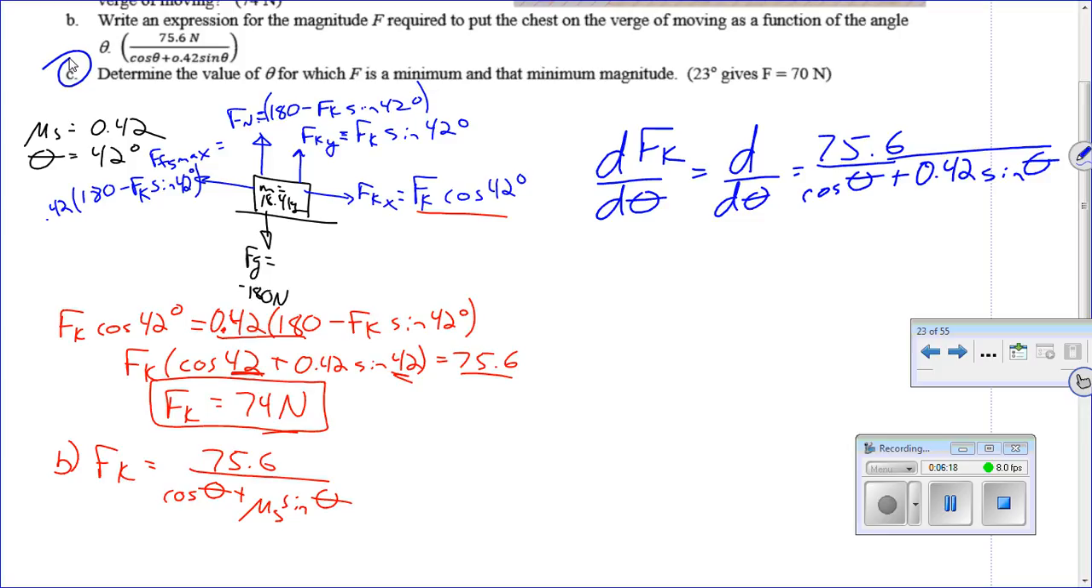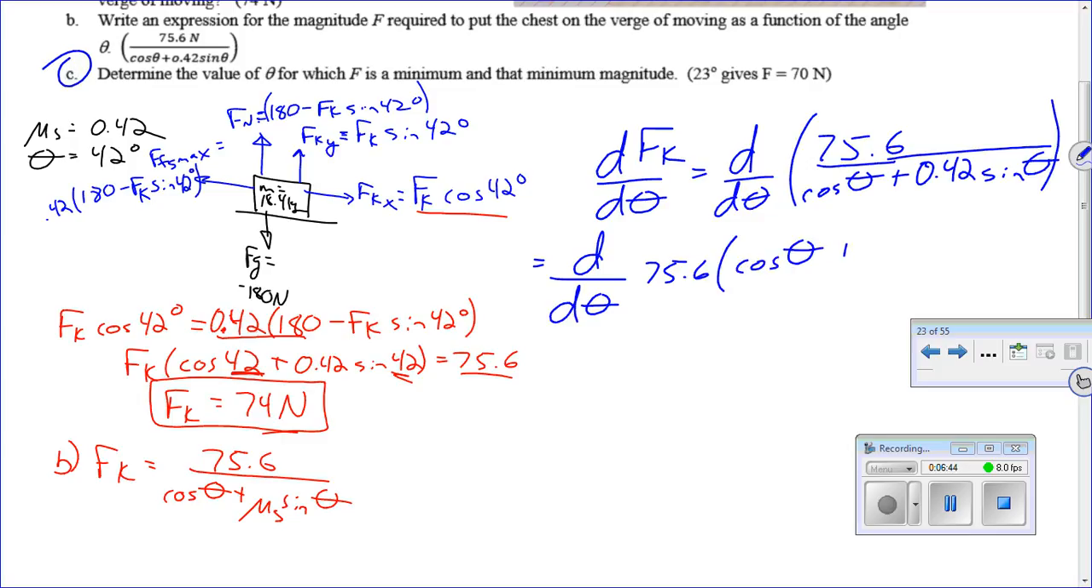Oh, no, you know what I actually did is I wrote this as messy. There should not be an equal sign here. You can use the quotient rule, but what I actually ended up doing was this, and I like this better. I almost never use the quotient rule. I pretty much just stick to writing stuff as negative exponents. So it's become 75.6 times cosine of theta plus 0.42 times the sine of theta, all to the negative 1.